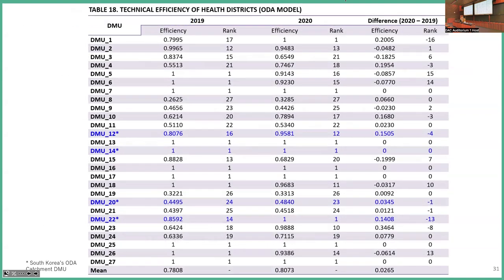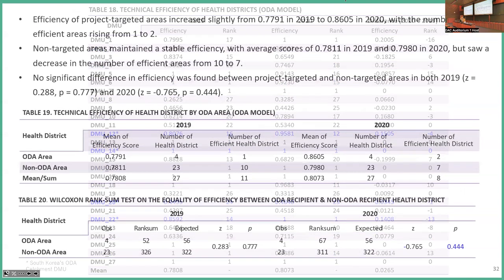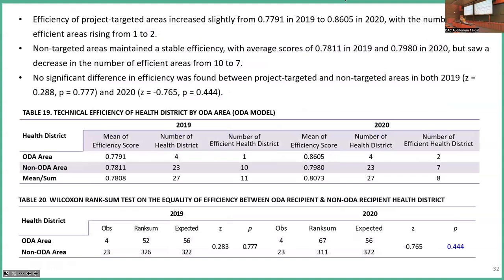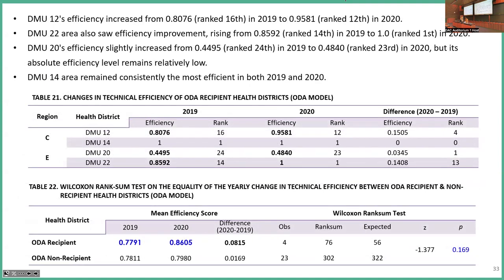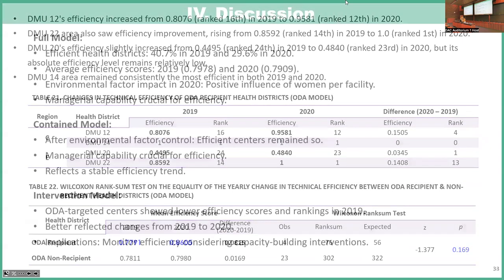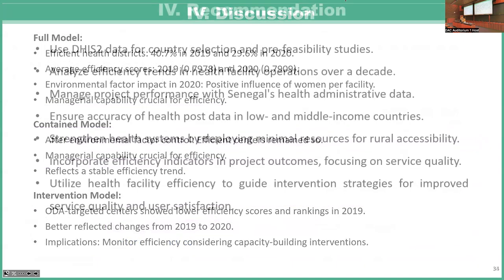DMU 12, 14, 20, 22 with the asterisk mark are our catchment areas. It shows that even with the pandemic, there was an increase in efficiency score, but it isn't statistically significant because we only analyzed 2 years. If we analyzed more than 4 years, preceding and following years, what kind of result would we expect? I don't know. But it's very difficult to get more information for 2021 and 2022. We couldn't analyze it. So this is the summary of the discussion and recommendation.